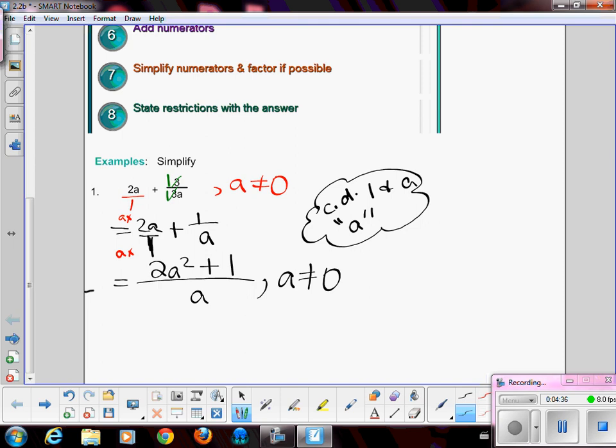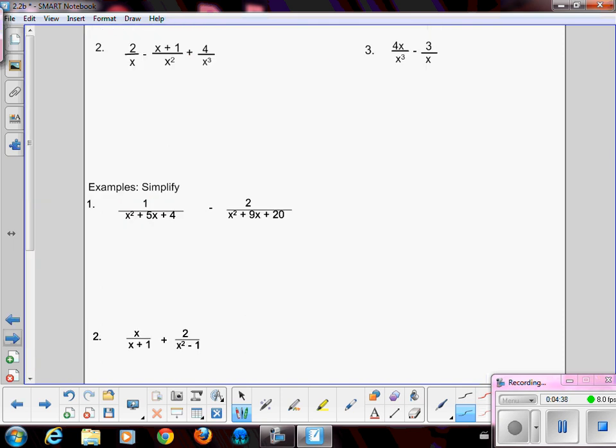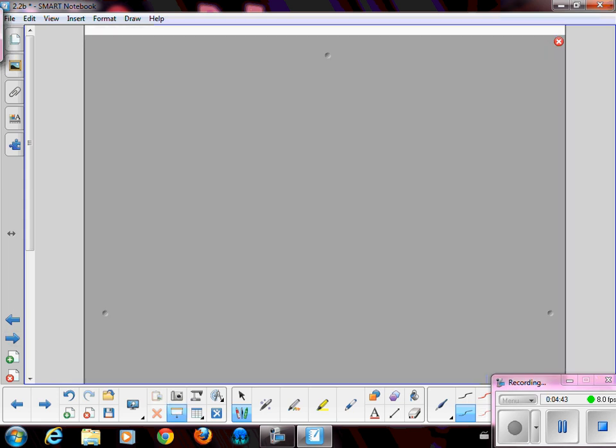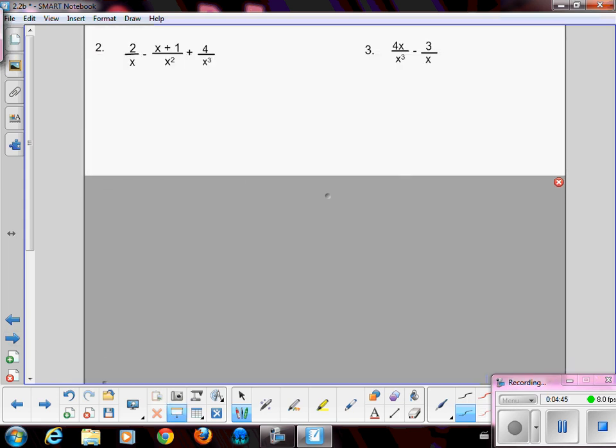Now, if we go to some other questions now, I'm just going to bring up the screen just so that we're not being concerned with the questions down further. Okay, the next one. You can see I have 3 rational expressions I want to add and subtract together.